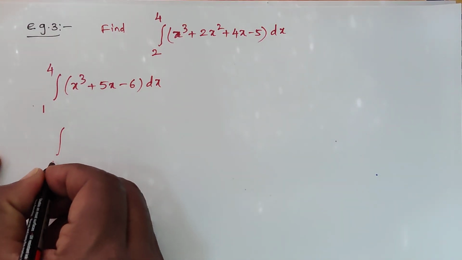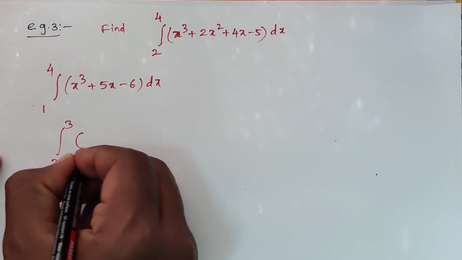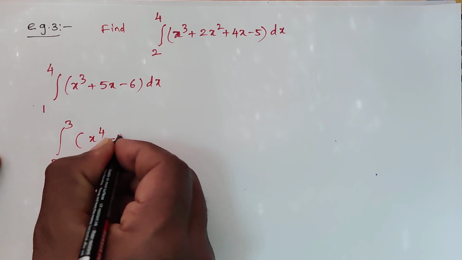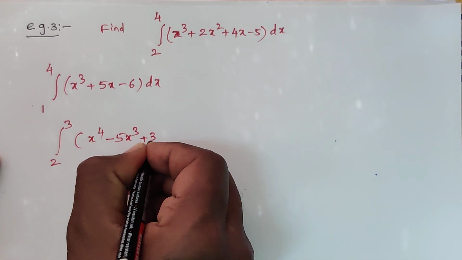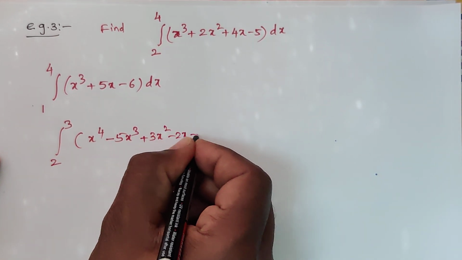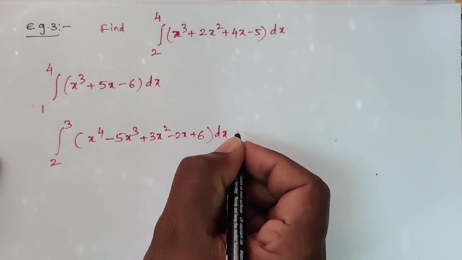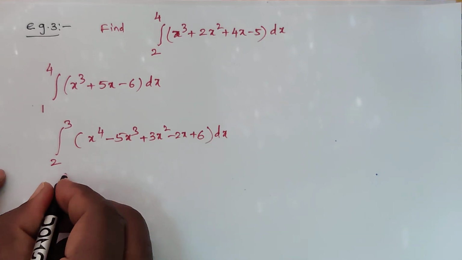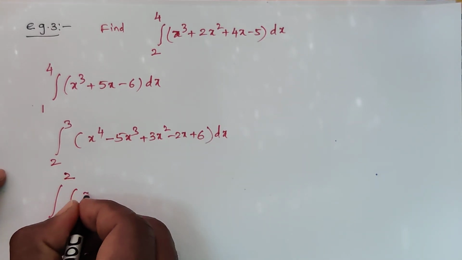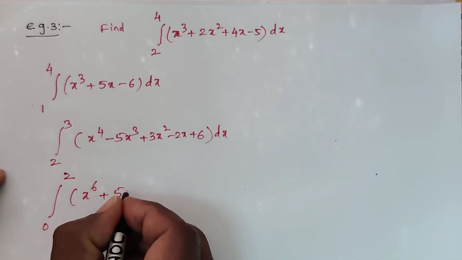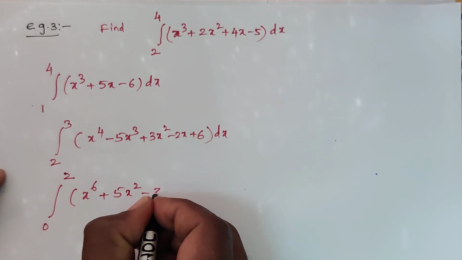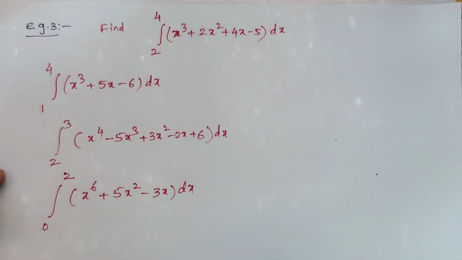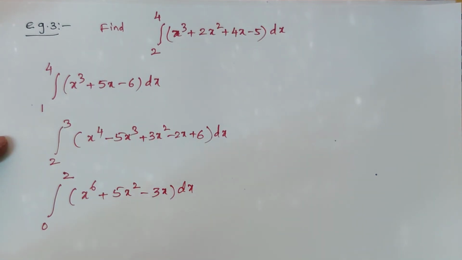And another one, integral 2 to 3 x to the power of 4 minus 5x cube plus 3x square minus 2x plus 6 dx. Solve this one also. And final one, integral 0 to 2 x to the power of 6 plus 5x square minus 3x dx. Solve this one also.